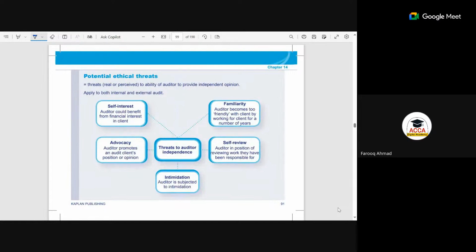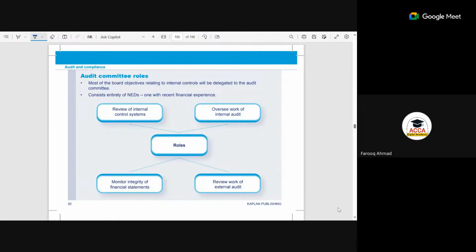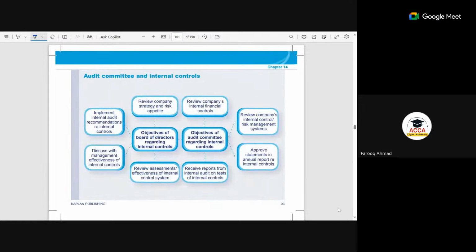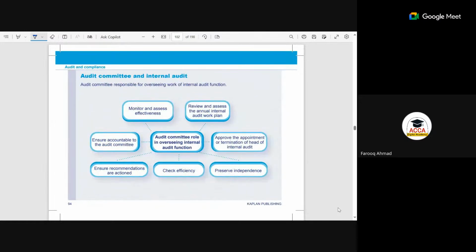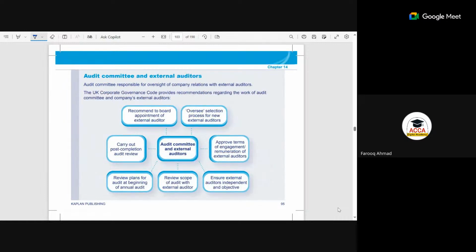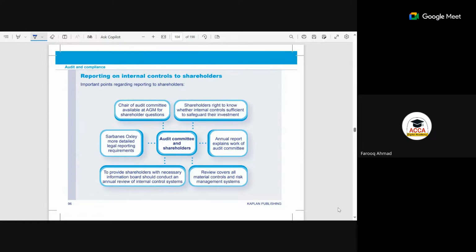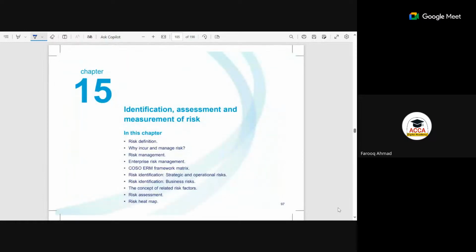This is again familiarity, self-interest. If you have just a screenshot, it will help you recall. It's very easy for you to memorize. Audit committee roles, audit committee interest, audit committee and internal audit committee and external audit, internal control and shareholder. And then chapter 15 will be our next.